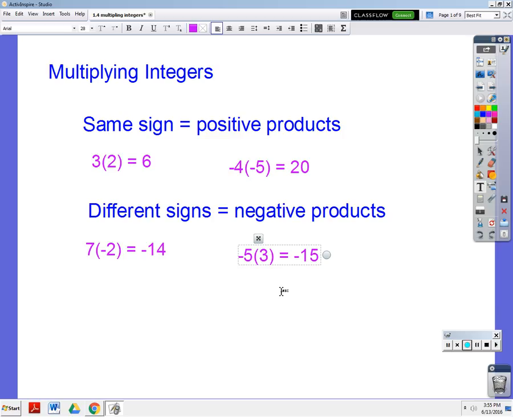All right. So that's your multiplying integer rules. If they're the same signs, if two numbers are both positive or two numbers are both negative, you will have a positive answer. If you have one that's positive and one that's negative, then you have a negative answer.